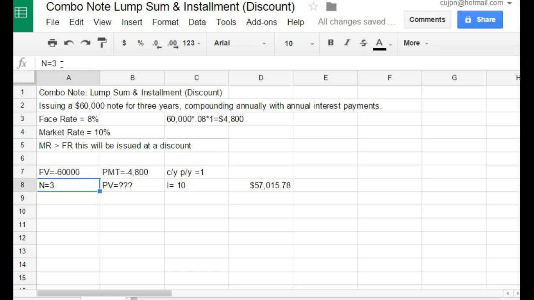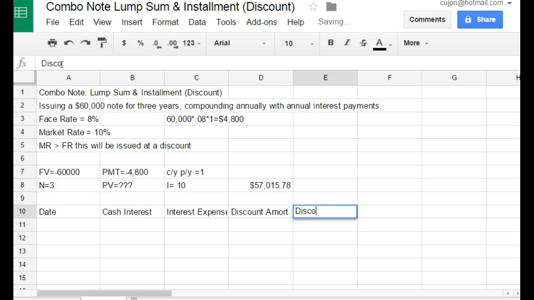Now we're going to use this information to fill out our roadmap. I'm going to set up the roadmap now, and I want you to write this down in your notes. You have a date column, the cash interest column, the interest expense column, the discount amortization column, the discount account column, and then the carrying value column.